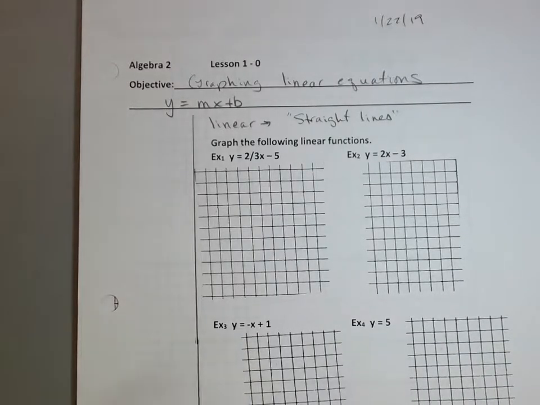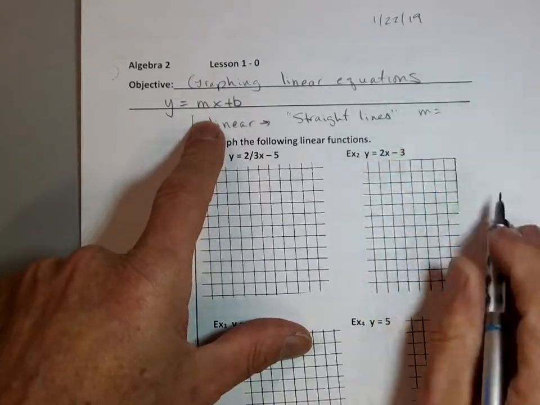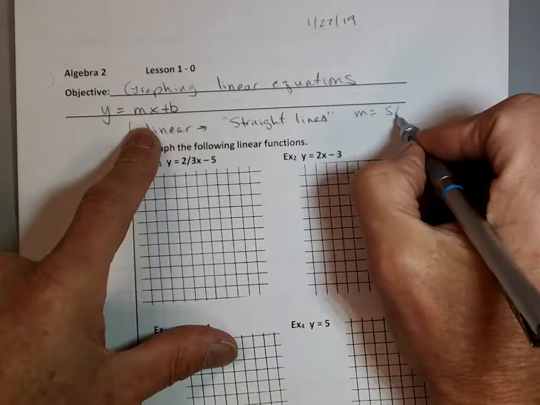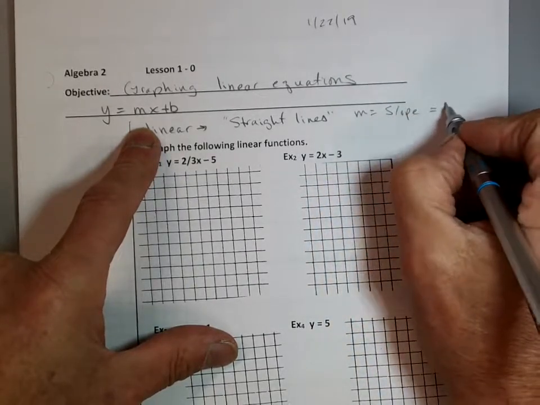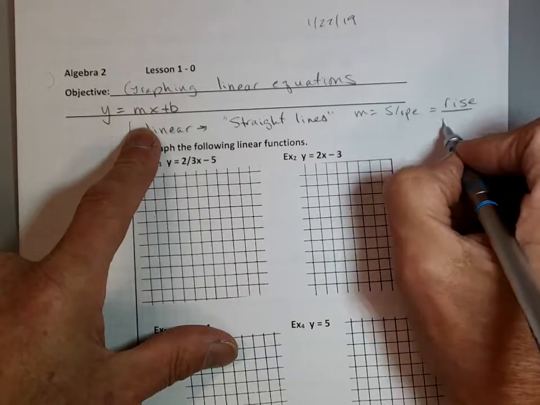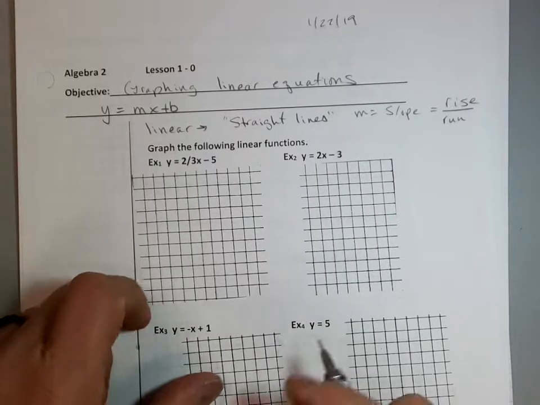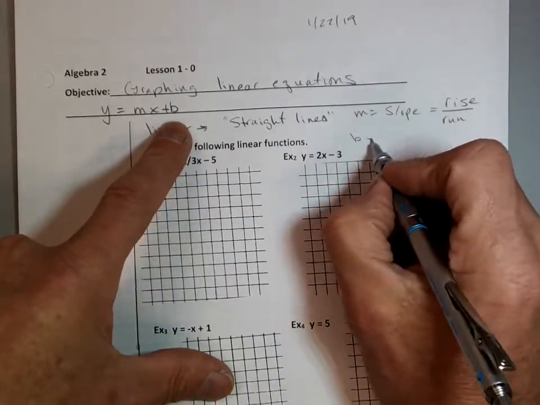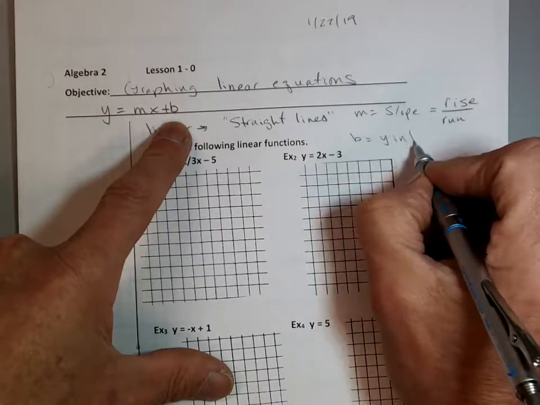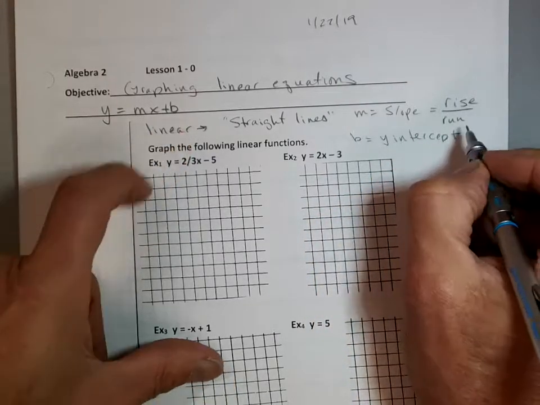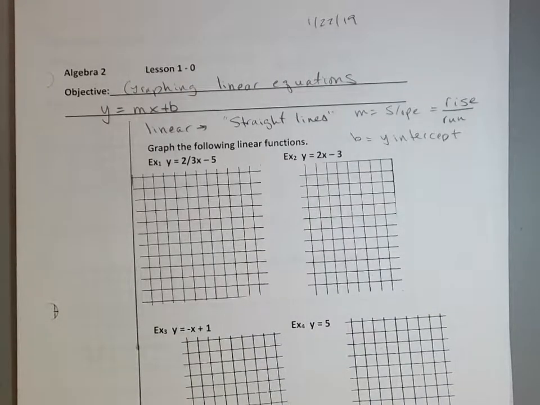okay? M is the slope, right? And we know that slope is rise over run. All right? And the B, this B here, is a y-intercept. So the y-intercept is kind of like the starting point, but it's on the y-axis. That's why it's called the y-intercept.